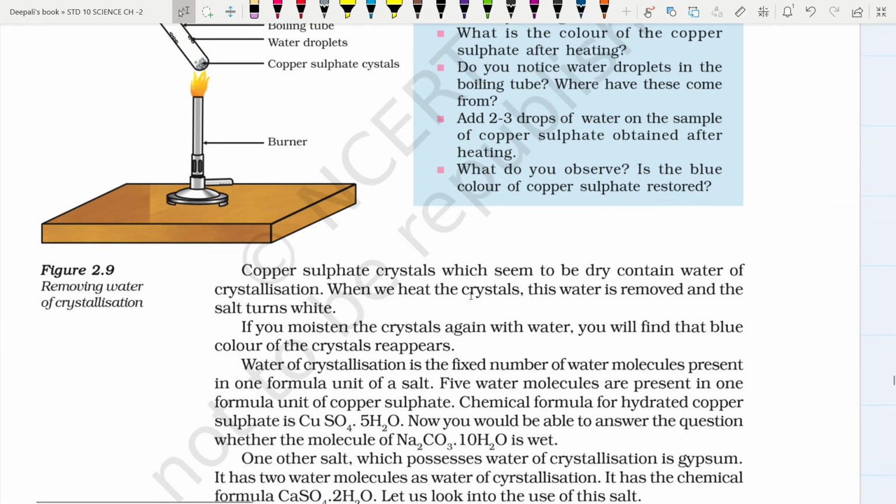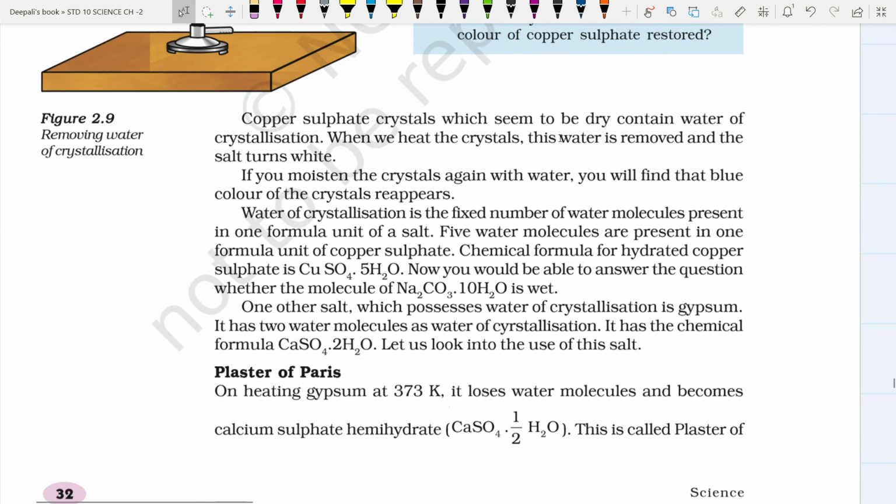So, copper sulfate crystals which seem to be dry contain water of crystallization. When we heat the crystals, this water is removed and they turn white. If you moisten the crystals again with water, you will find that the blue color reappears. Water of crystallization is the fixed number of water molecules present in one formula unit of salt. 5 water molecules are present in the formula unit of copper sulfate. The chemical formula for hydrated copper sulfate is CuSO4·5H2O. Now you would be able to answer the question whether the molecule of Na2CO3·10H2O is wet.